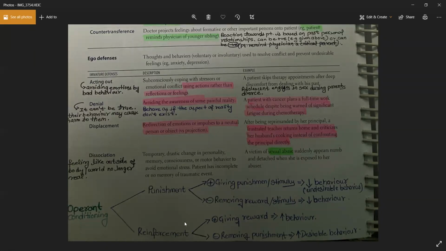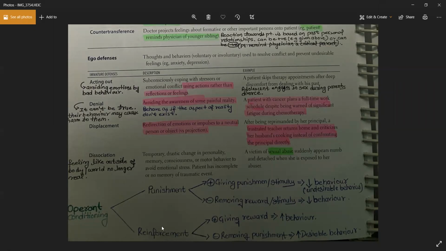Now, a punishment could be either a positive punishment, in which you really give a punishment like beating, or the second type of punishment, which is removing a reward. After giving a punishment, if the patient decreases his undesired behavior, you call it a positive punishment. If by removing a reward the patient decreases the behavior, you call it a negative punishment.